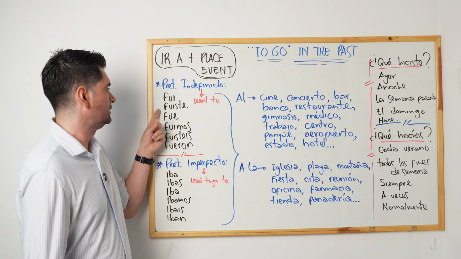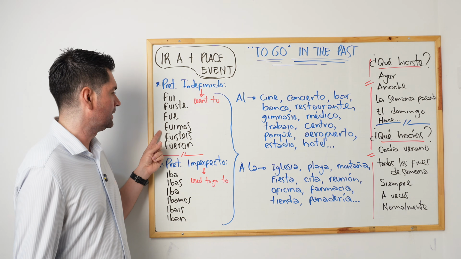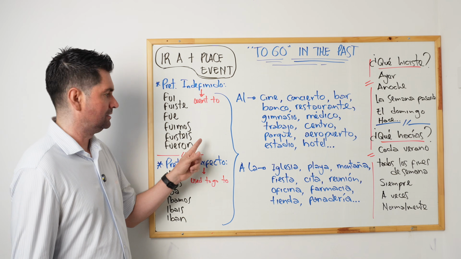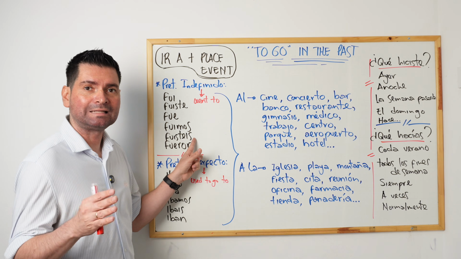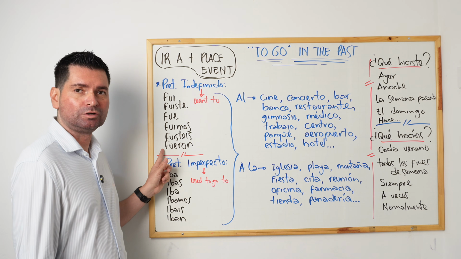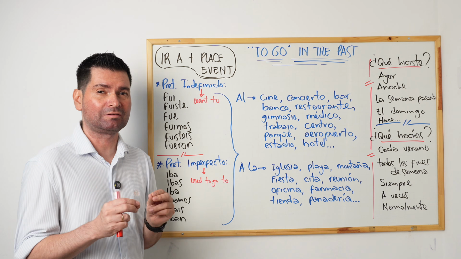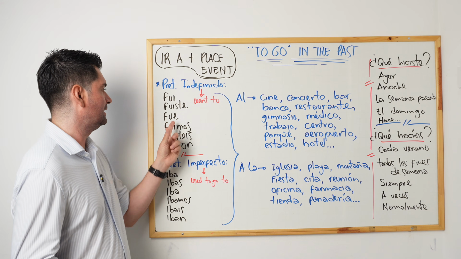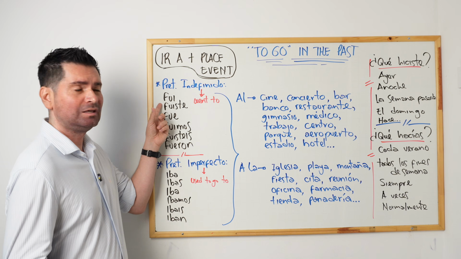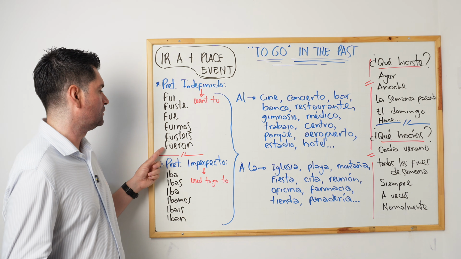Fui, fuiste, fue, fuimos, fuisteis. This is in Spain. If you are learning Latin American Spanish, you don't need this conjugation. Fueron. This is the conjugation. It's very important that you pronounce everything correctly. Here the emphasis is the I, and here the emphasis is the E. Fui, fuiste, fue, fuimos, fuisteis, fueron.